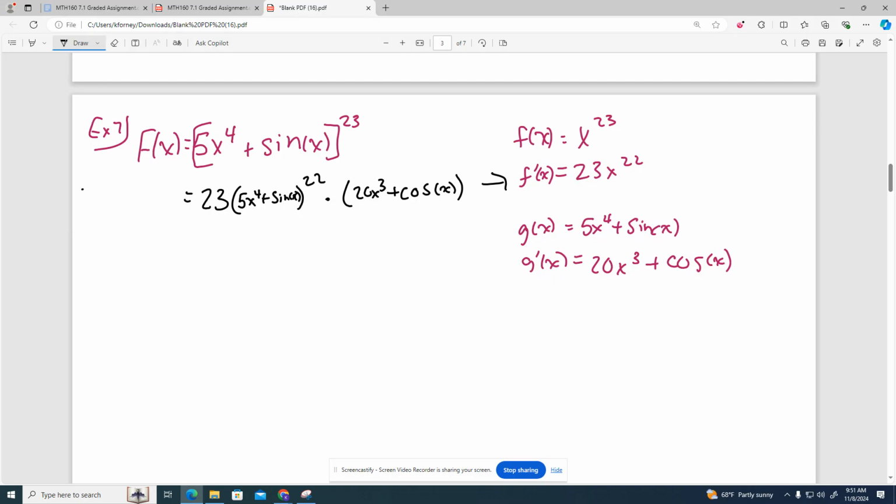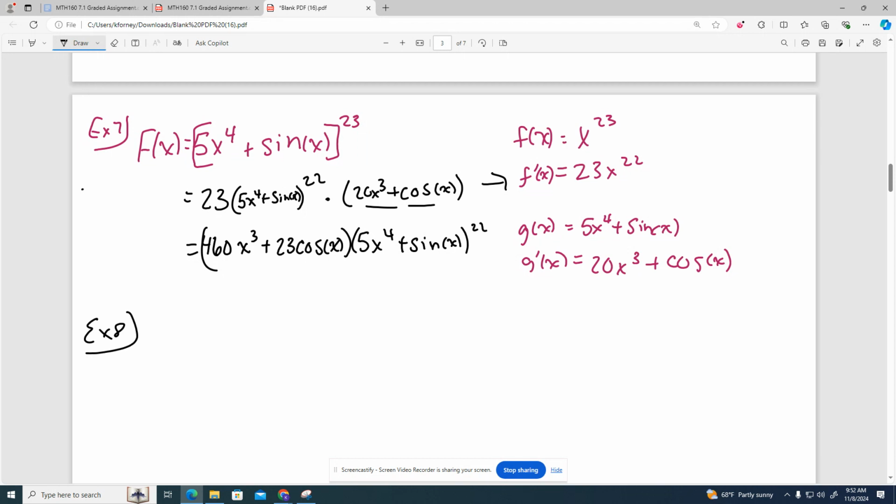Or you could do what? Distribute the 23 with this, and that would become 460x cubed plus 23 cosine x times 5x to the 4th plus sine x to the 22nd power.